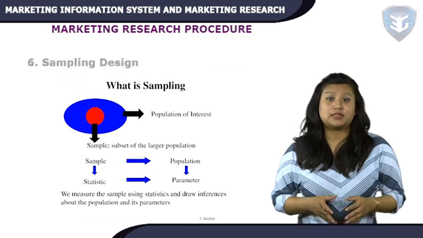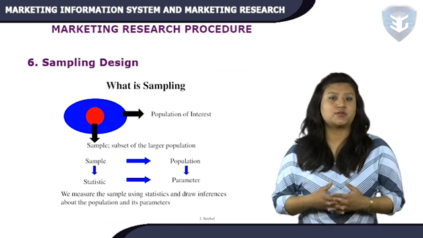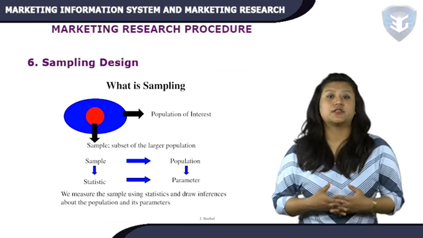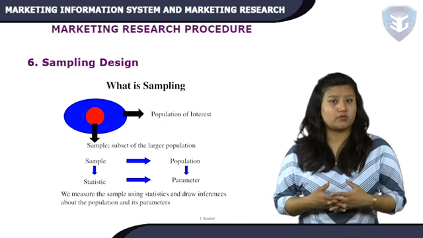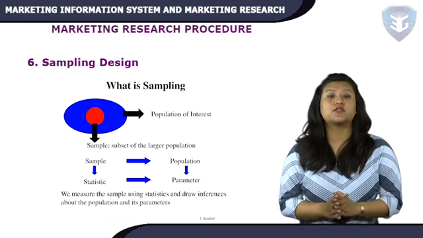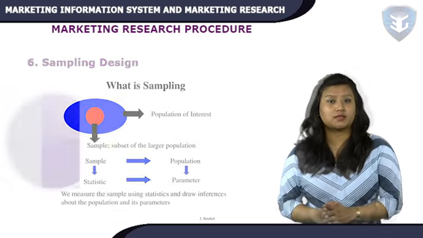Sampling design. The sixth step in marketing research is the process of sampling design. The researcher has limited time and other resources, so he cannot contact the total population. That is, he cannot collect information from all the people in the market.